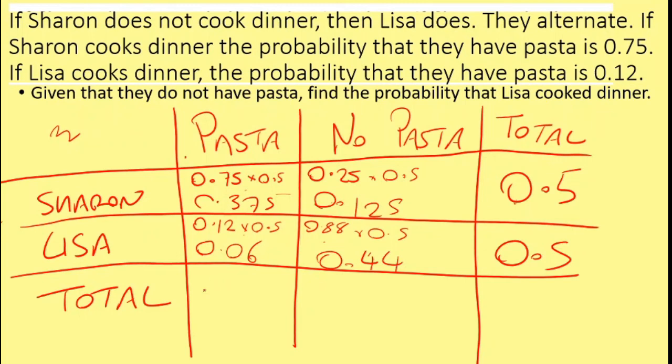And let's just do the total for pastas. So I've got 0.375 plus 0.06, which is 0.435. And the next one I'll do 0.125 plus 0.44, which is 0.565. And just to prove that it works, if I add both of these up, I get 1. And then you just go through the normal formula like you would do before. I just want to show you a different way of how to do it.